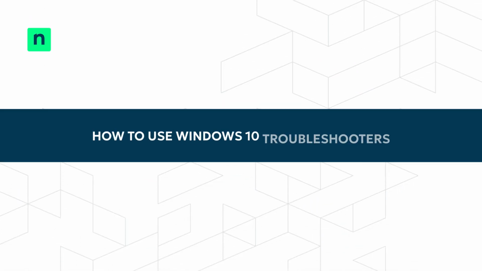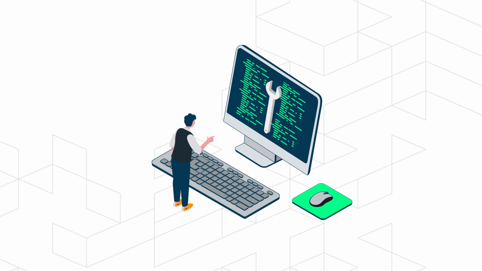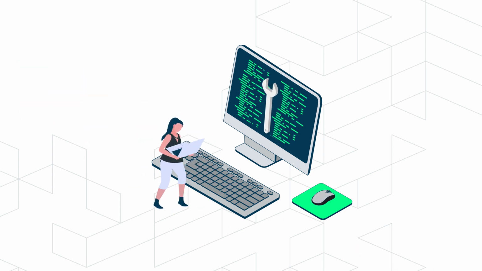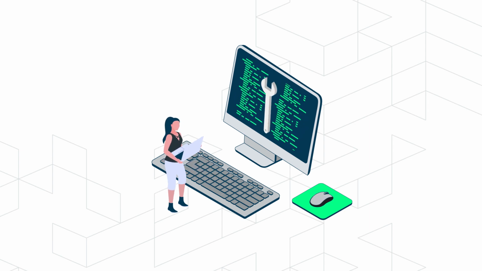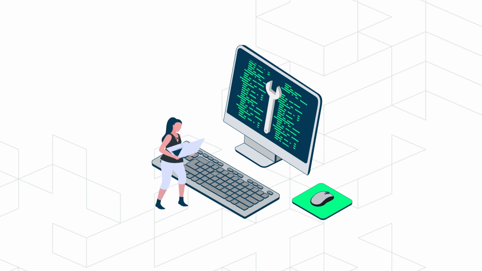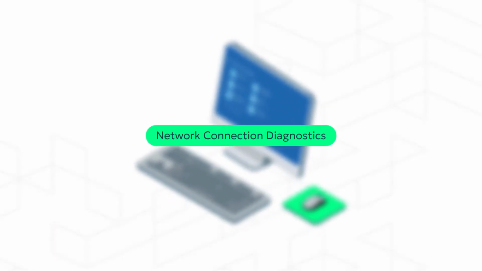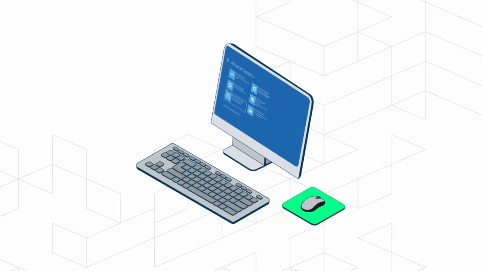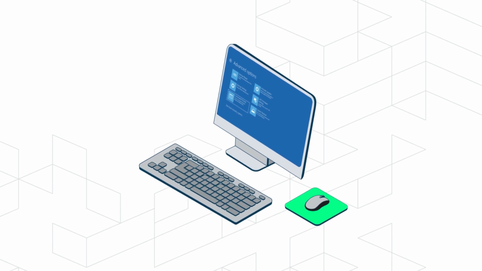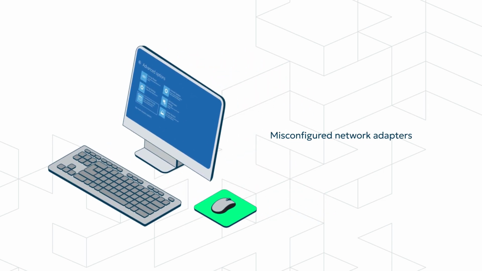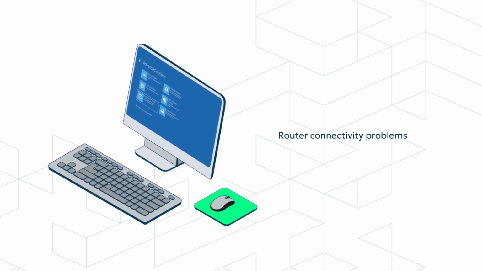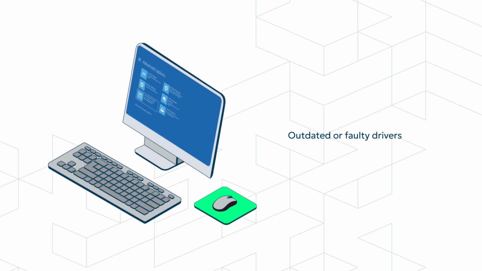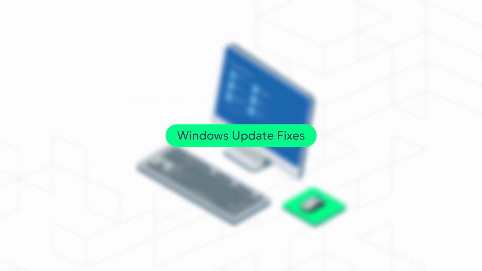How to use Windows 10 troubleshooters. There are basic Windows 10 troubleshooters that are widely accessible to users, and more advanced methods for IT professionals comfortable with command line tools and scripting. Let's start with three of the most commonly used Windows 10 troubleshooters. Network connection diagnostics. You can use the Windows 10 troubleshooter to scan your entire connection path and check for misconfigured network adapters, DNS or IP address issues, router connectivity problems, and outdated or faulty drivers.